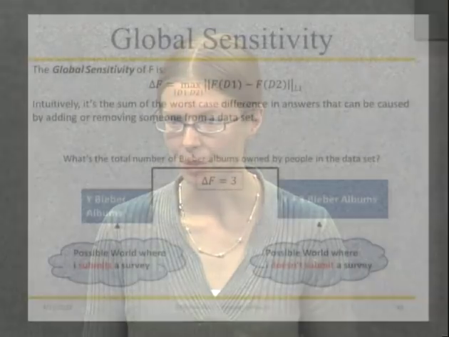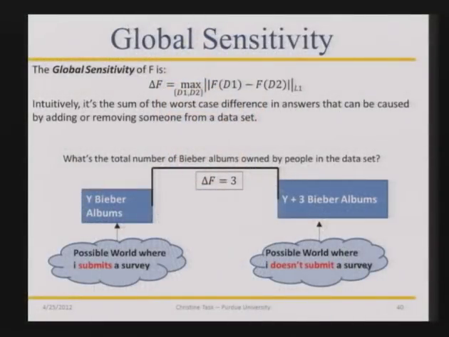Anybody know? I had to look this up on Wikipedia this morning. He has apparently published 3 studio albums. So the worst case scenario is adding one person, there's going to be 3 more albums to our total count. So for brownie points, if I wanted to ask all 3 questions, I'd have a total sensitivity of 5.